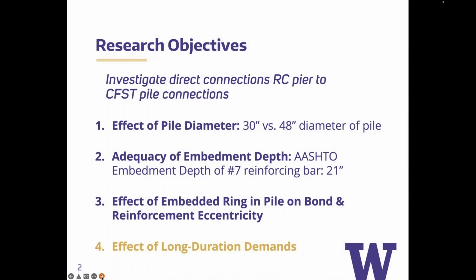The first thing we looked at is the impact of the pile diameter, and it's really the pile diameter relative to the pier or column diameter. I have to say we've gone to columns because there ended up being too many P's in our subscripts, but pier and column we'll use interchangeably. The second thing is, is the AASHTO embedment depth adequate for this connection? And the third is, what happens if we try to enhance the bond?